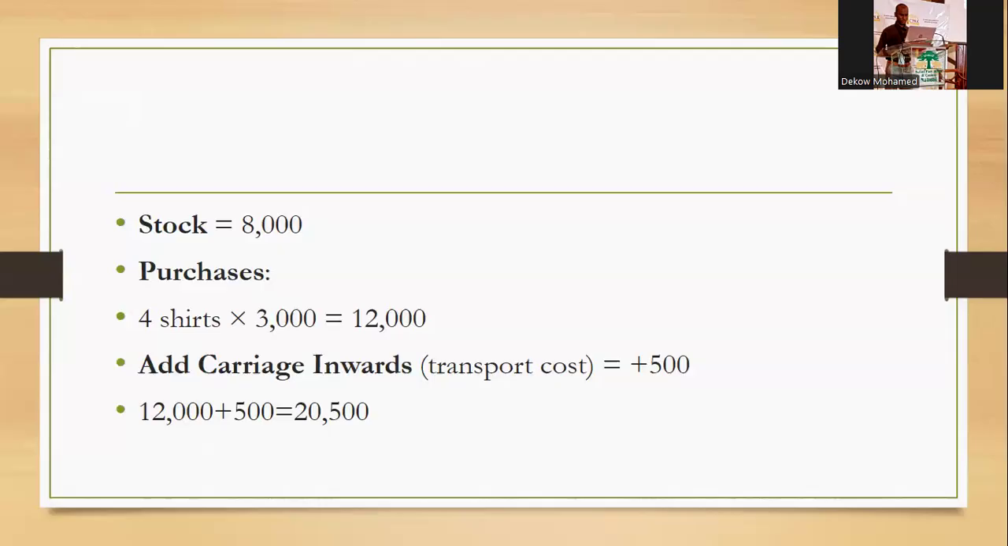Here we have the stock as 8,000. You add the purchase of 12,000, that will be 20,000. Then 20,000, you add 500, that will be 2,500. Sorry, this is not 12. Before 12, you need to add the 8,000 plus 12,000 plus 500.